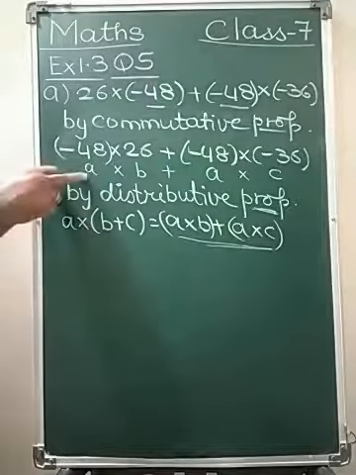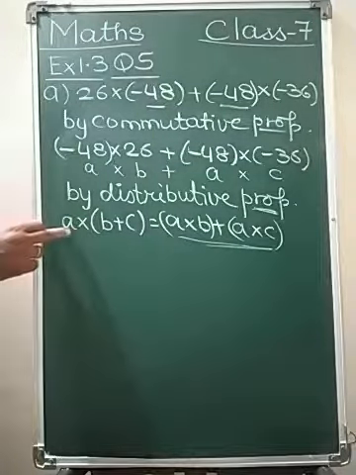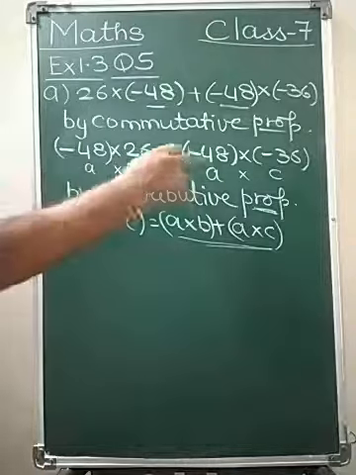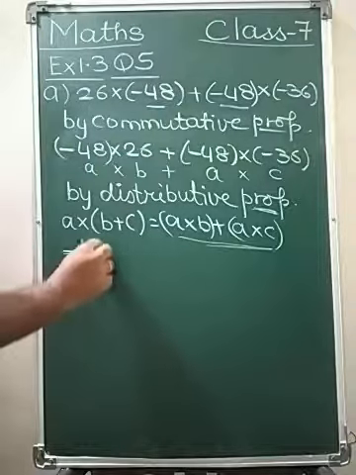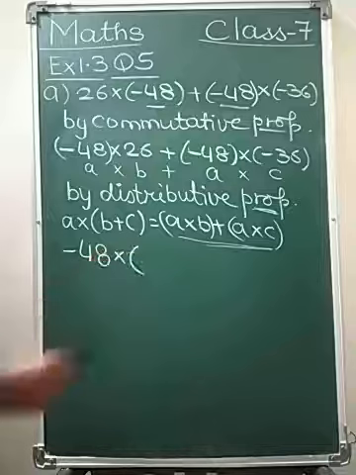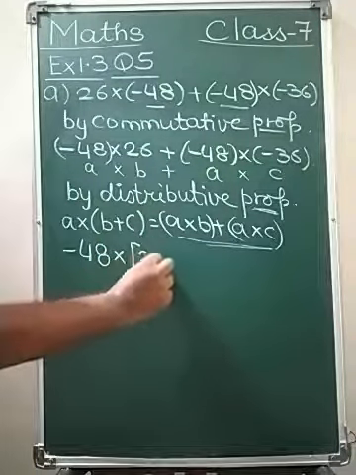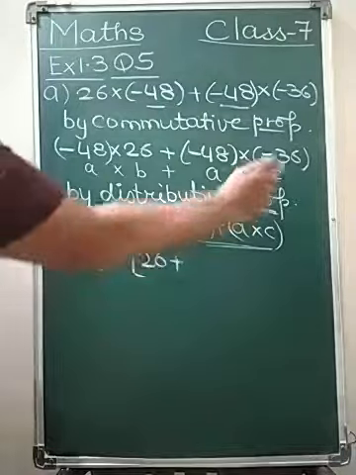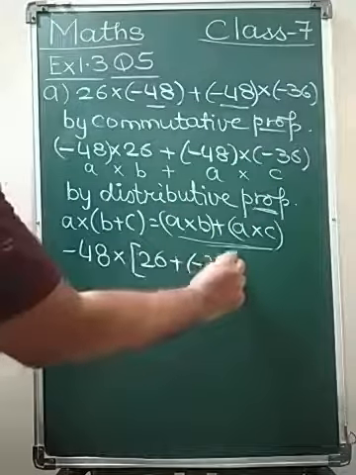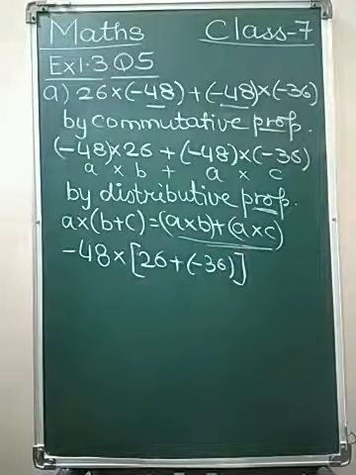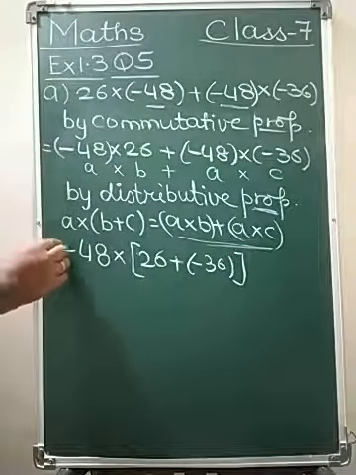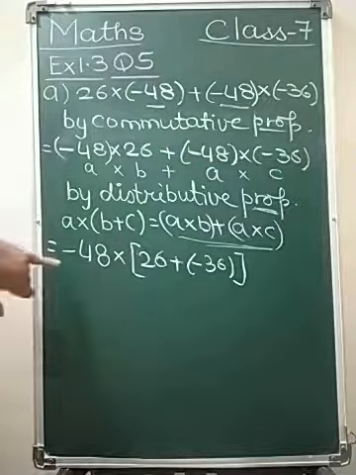That means this a can be taken out as a common factor. So a is minus 48. So minus 48 can be taken out common, multiplied by, what is b? 26, plus, and what is c? Minus 36. Now we are going to simplify this. So this is the second step. We have only written the properties here.